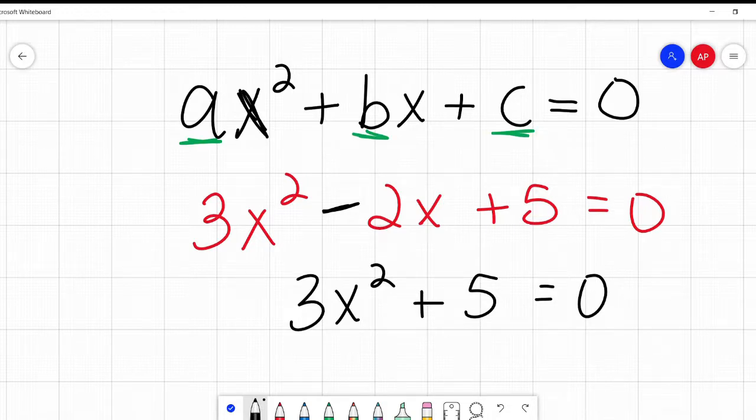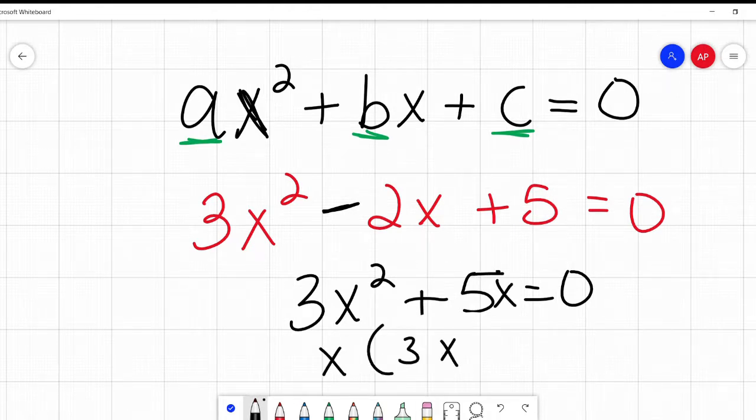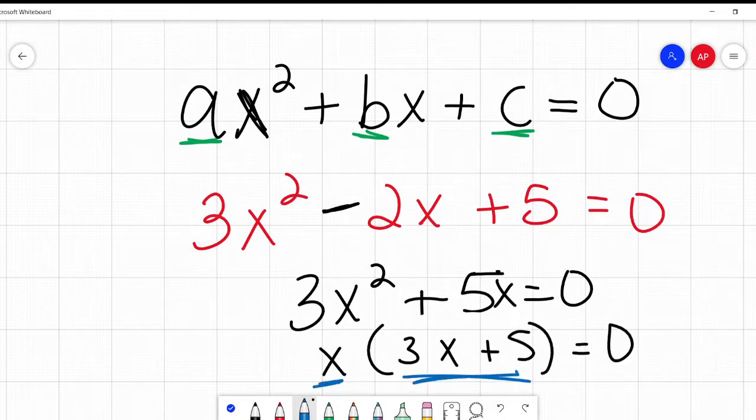Frankly, if you don't have a B or a C, there's easier ways to solve this. There just is. In this particular case, I would just be subtracting 5 and then solving 3x squared equals -5. That's way easier. And if it was something like 3x squared minus 5x, I'd pull out an x and set each of those separately equal to 0. Again, if those two things I just mentioned don't ring any bells, please watch the other videos on factoring. That will be very helpful.